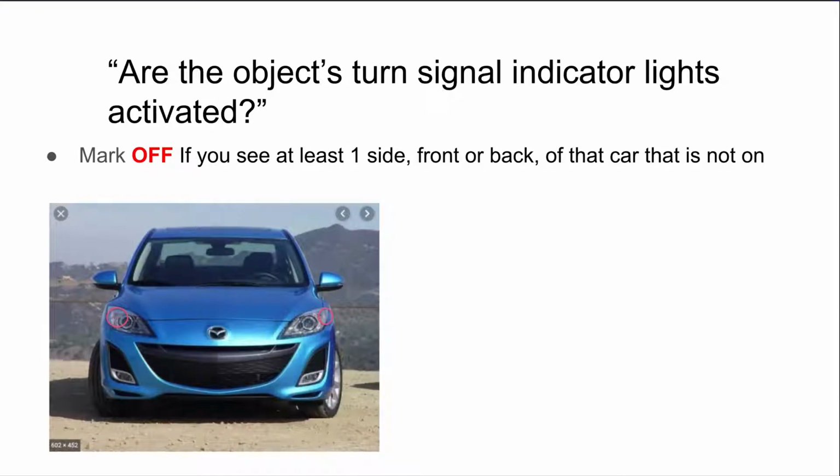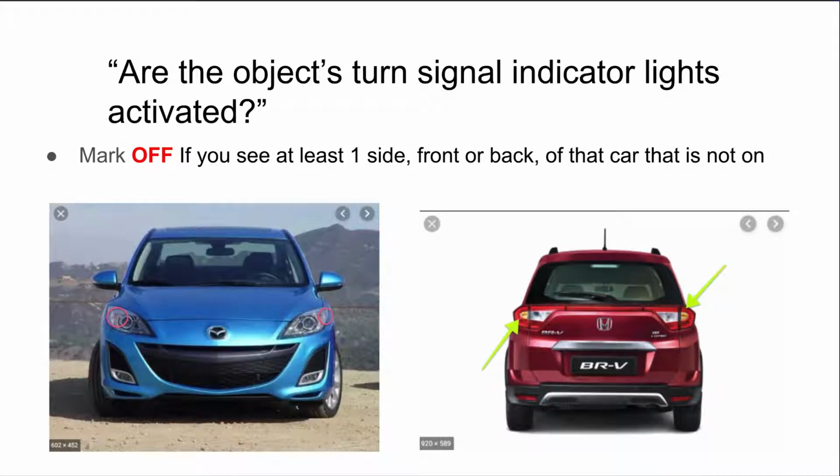So let's talk about some of the selections that you can make on the indicator lights attribute. The first one that we're going to go over is marking off. So when do you mark off on the indicator lights? Mark off if you see at least one side, front or back, of the indicator lights that is not on.